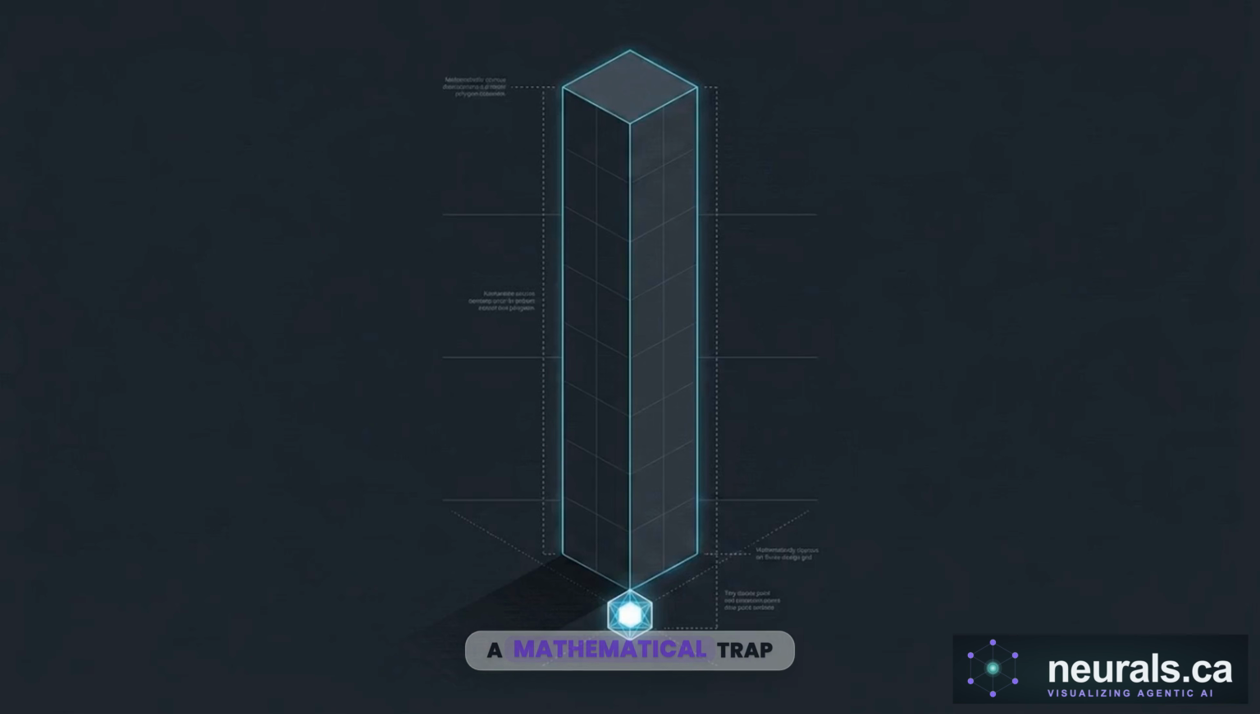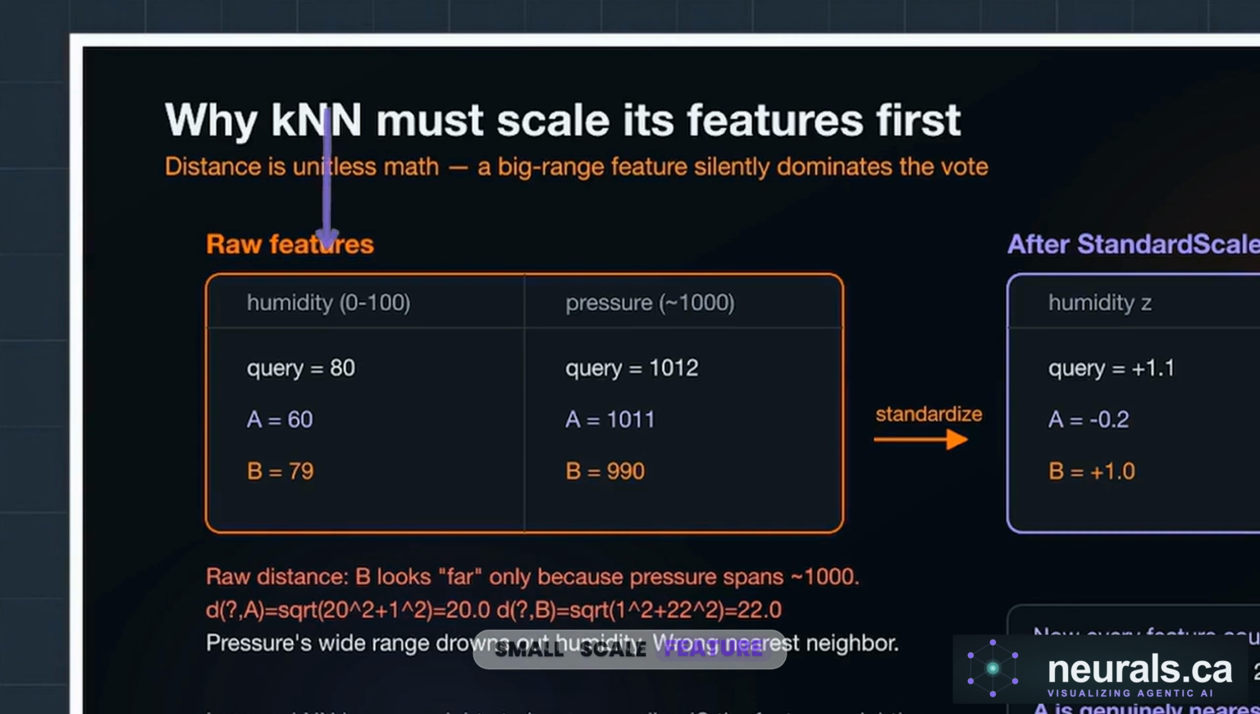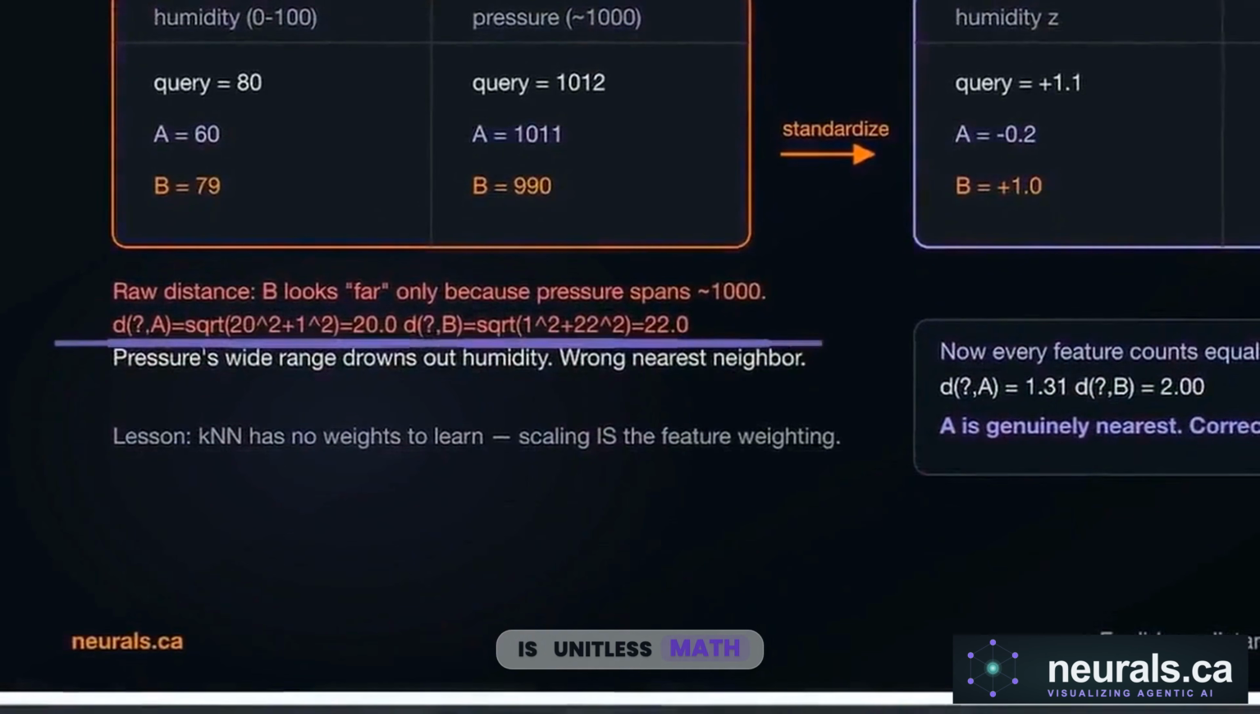There is, however, a mathematical trap built into this logic. Euclidean distance calculations completely break down if your data features are measured in vastly different units. This table compares a small-scale feature like humidity, measured from 0 to 100, against atmospheric pressure, sitting around 1,000. Because distance is unitless math, pressure's massive numerical range silently dominates the calculation. It drowns out humidity, selecting the wrong neighbor.